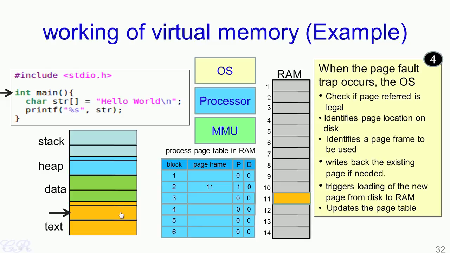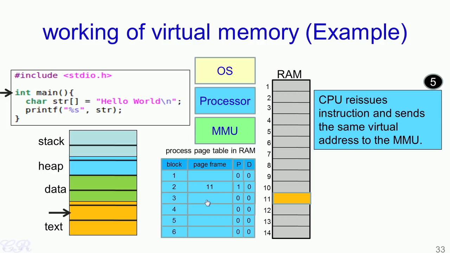corresponding to this virtual address being accessed loaded from the disk into the RAM. This is done by what is known as a DMA transfer from the hard disk to the RAM, and the operating system would just need to trigger this DMA transfer to be initiated, and it is also going to update the page table. First of all, the present bit is set to 1 and the page frame corresponding to block number 2 will be set to 11.